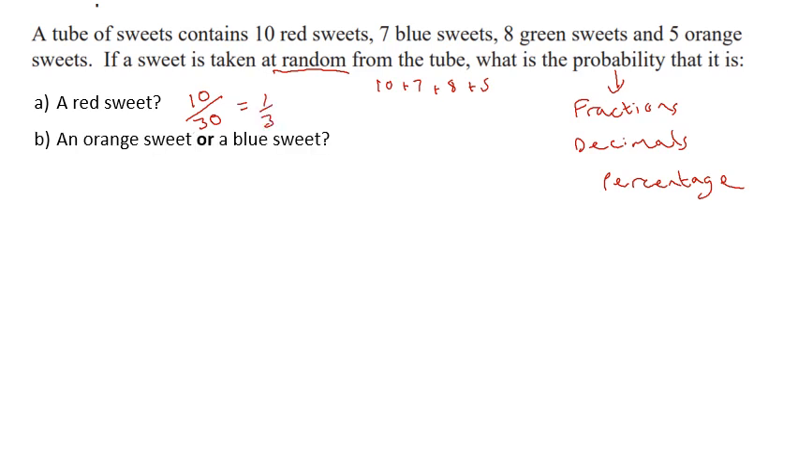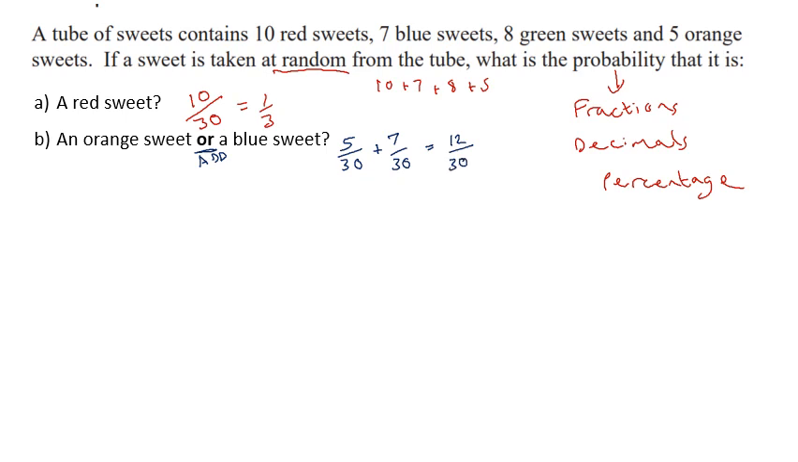Part B, an orange sweet or a blue sweet. So when you've got this "or" here, of something or something, that's an indication that you add the probabilities. When it's "or", you add the probabilities. So the probability of an orange sweet would be 5 out of 30. The probability of a blue sweet would be 7 out of 30. And when we add them together, we get 12 out of 30.